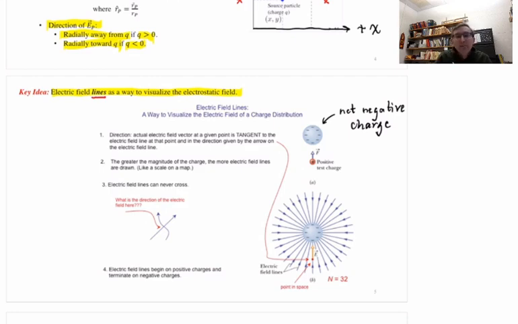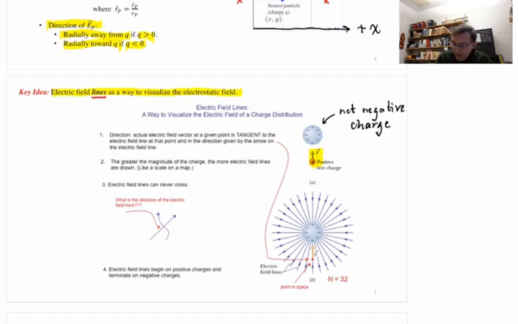One way to do that is to draw what are called electric field lines for the charge distribution. Remember, for negative charge, the electric field points radially toward the charge. You know that because if you put a positive test charge at a certain location, like right there, the direction of the force on it would be towards the charge. By definition, that's the direction of the electrostatic field at that location.